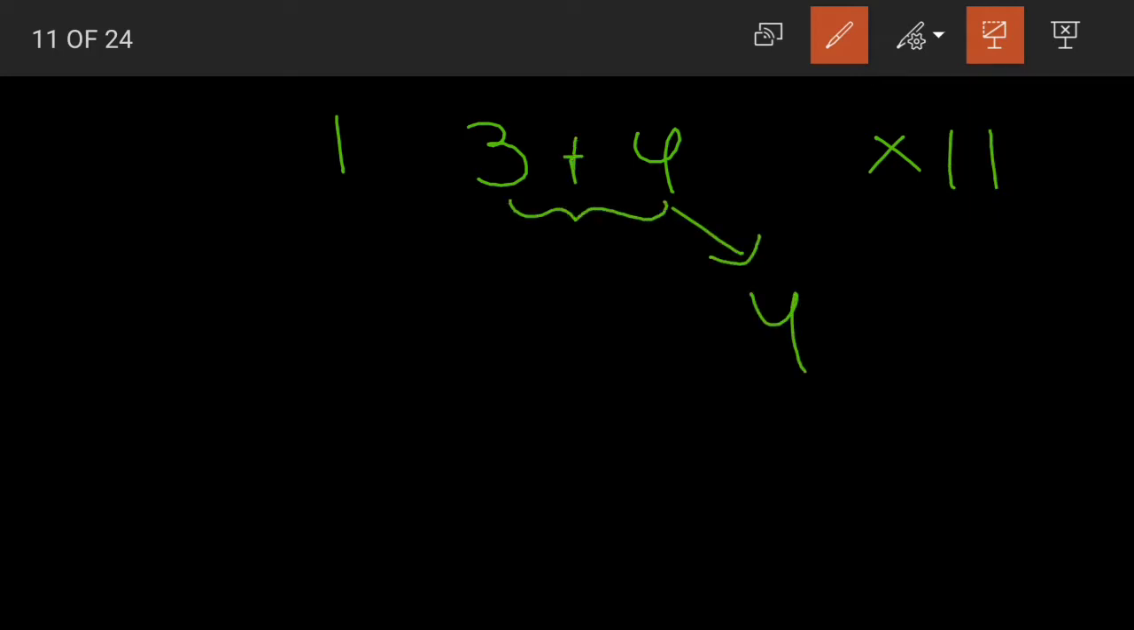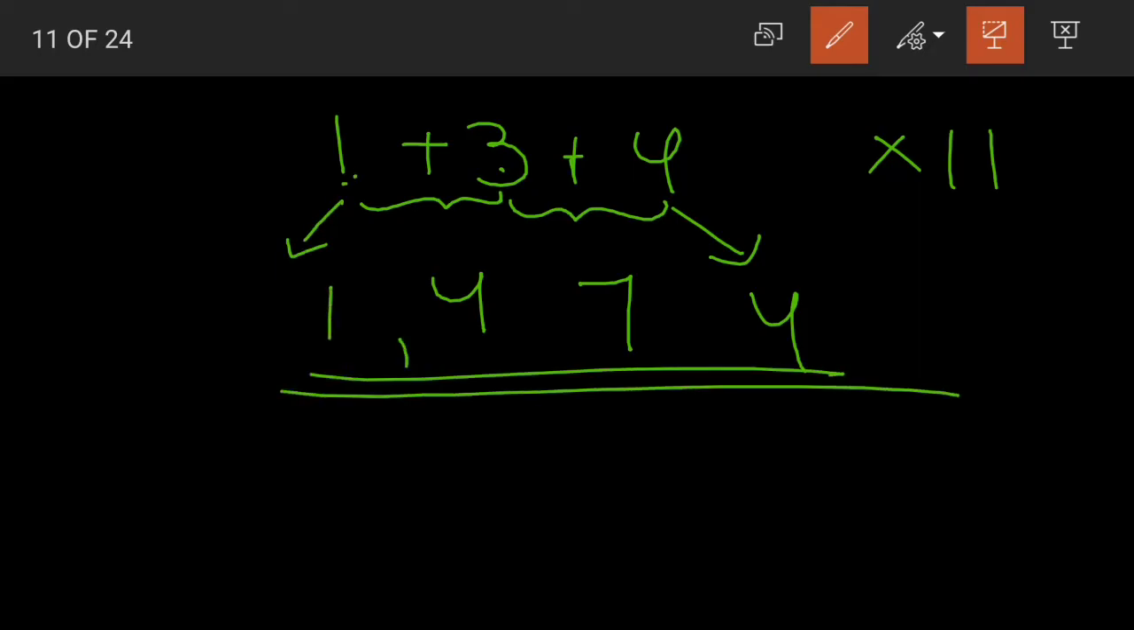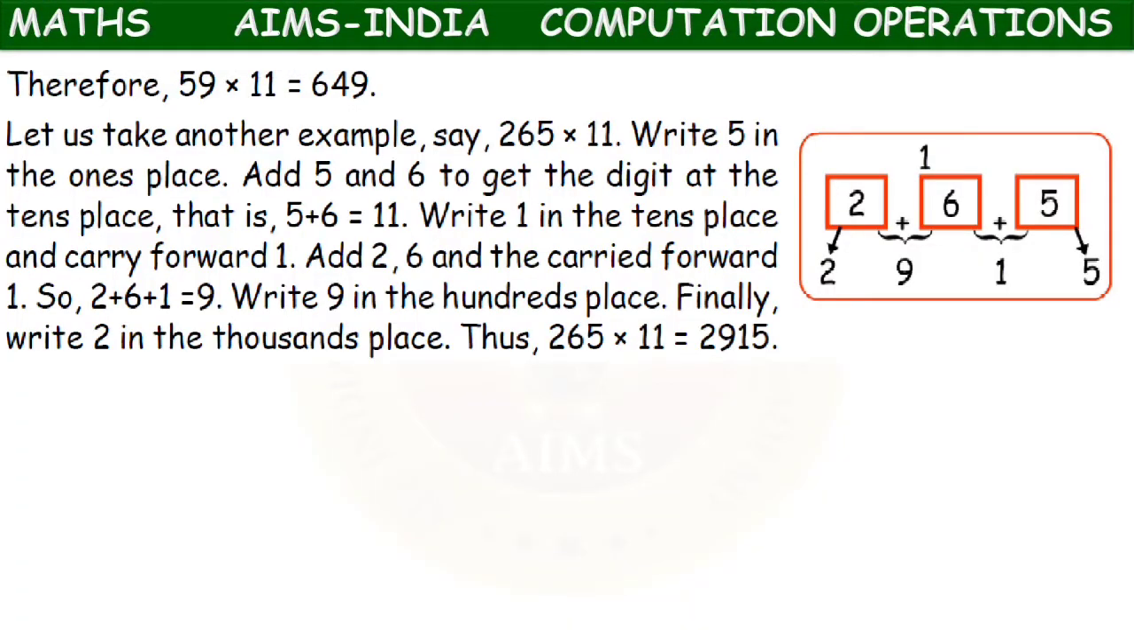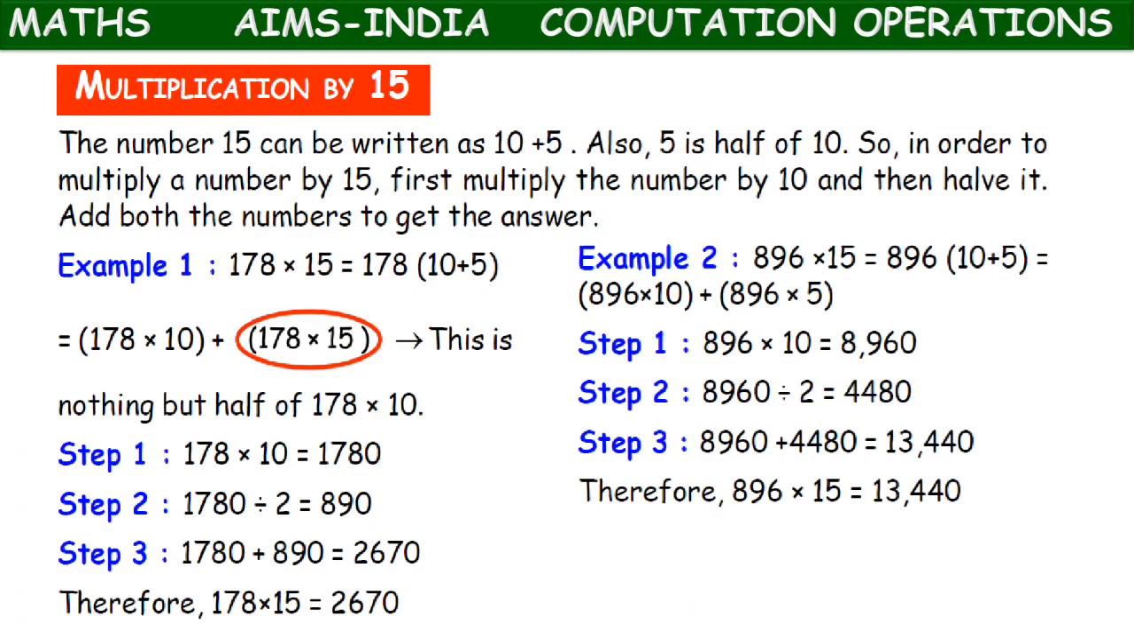A 3-digit number example. Okay, 1 3 4. Now it is to be multiplied by 11. First digit as it is, then add the first 2 digits: 3 plus 4 is 7. Then the next 2 digits, 1 plus 3 is 4, and the digit in the last place as it is. 1474. It is much faster than multiplying, right children? Yes. I hope this was clear: multiplication by the number 11.